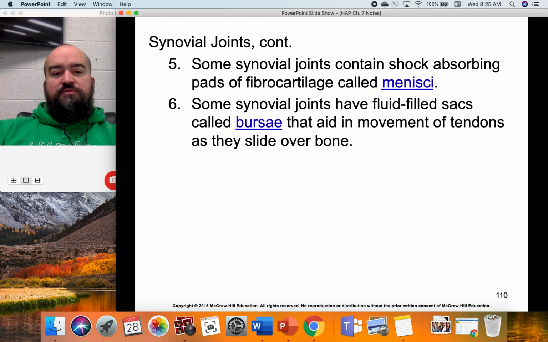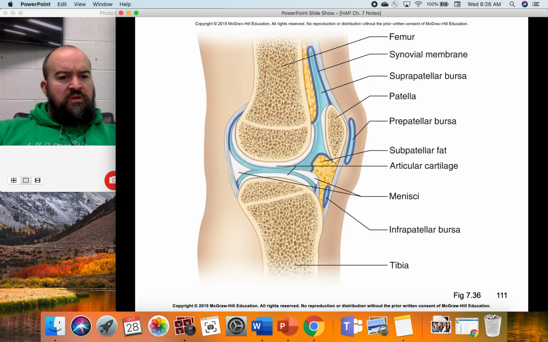A meniscus, you may have heard of a meniscus. Some joints, like your knee, have shock absorbing pads of fibrocartilage, and that's what the meniscus is. And also some joints, like your knee, have bursa that are fluid filled sacs. If you've ever heard of bursitis, that's when those things become inflamed and cause pain. Here is a nice look at the knee, and you can see several of the bursa listed. There's the meniscus in the front and in the rear.